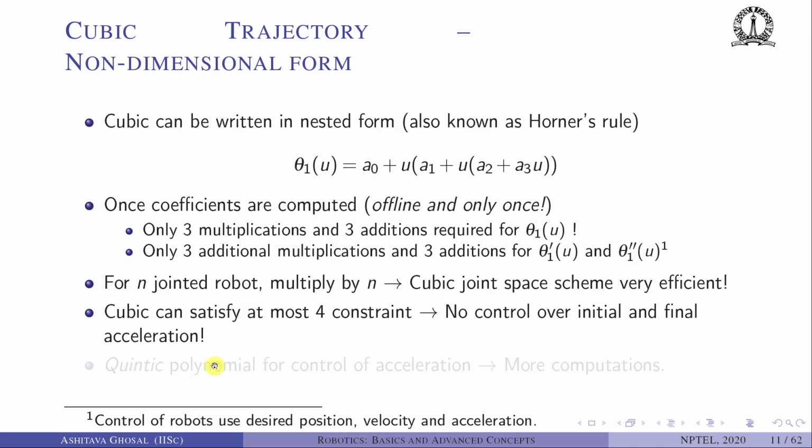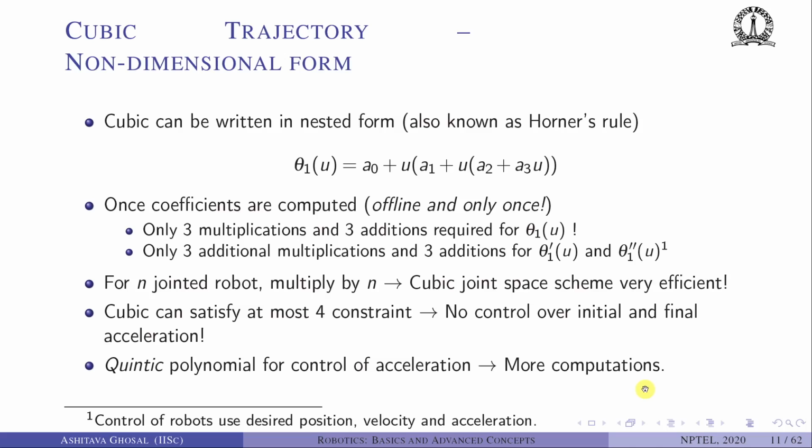Let us continue. One thing you can see is that the cubic can satisfy at most 4 constraints. There are 4 parameters, a0, a1, a2 and a3. So there is no control over initial and final acceleration. We can only specify initial and final position and initial and final velocities. If you also want to specify initial and final accelerations, we have to use a 5th degree polynomial, also sometimes called a quintic polynomial. It is not very complicated, but we need a few more computations.